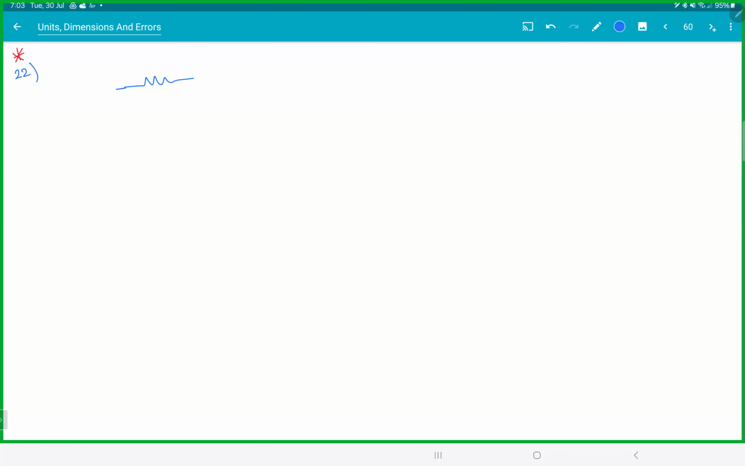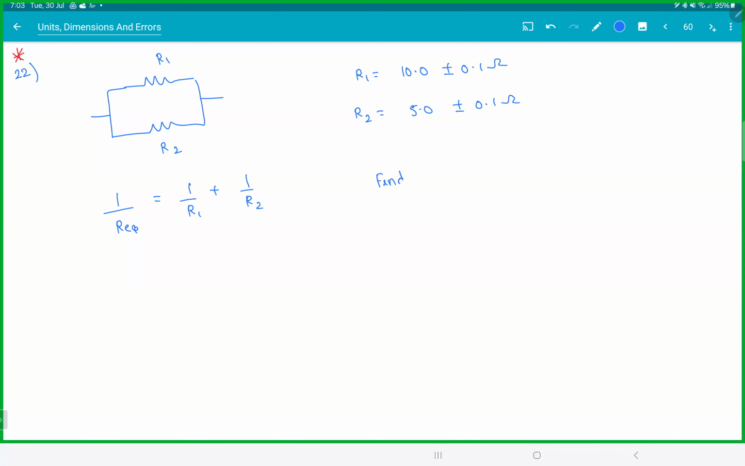We have two resistors in parallel, R1 and R2. Let's say R1 is 10.0 plus or minus 0.1 ohm. R2 is 5.0 plus or minus 0.1. And we know if resistors are in parallel, 1 by R equivalent is 1 by R1 plus 1 by R2. Find the percentage error in R equivalent.